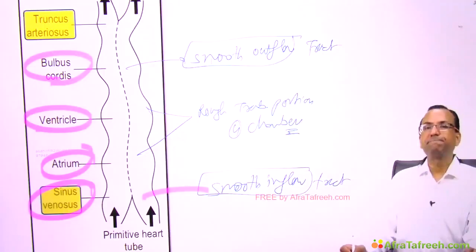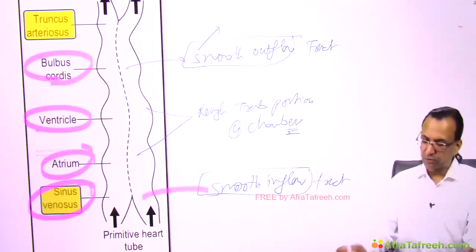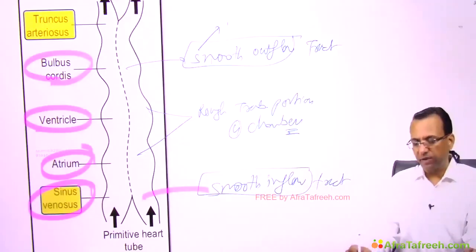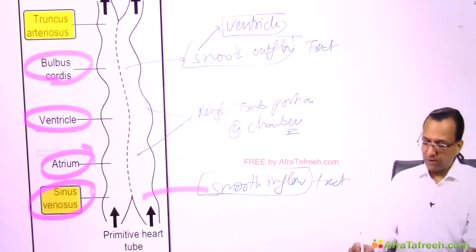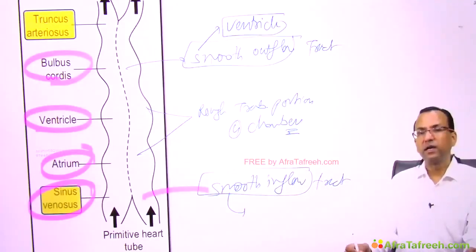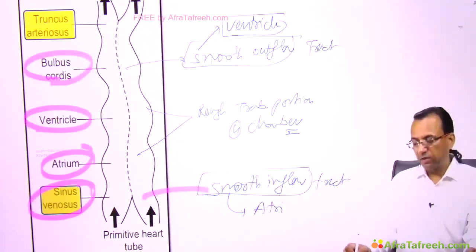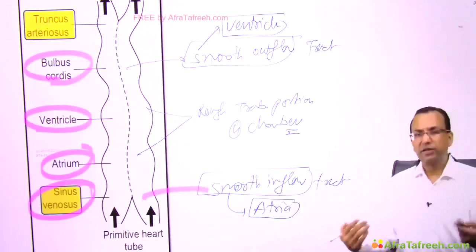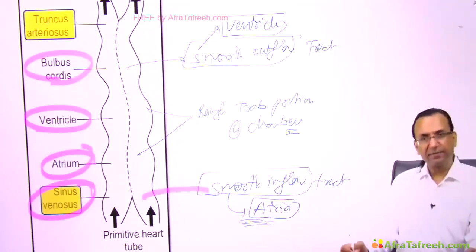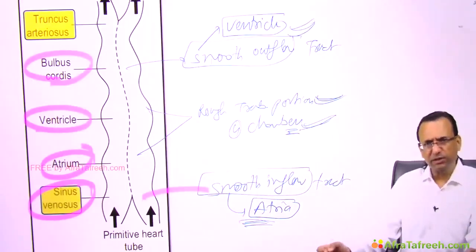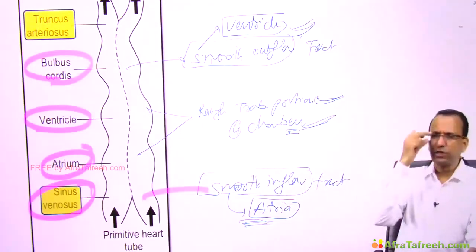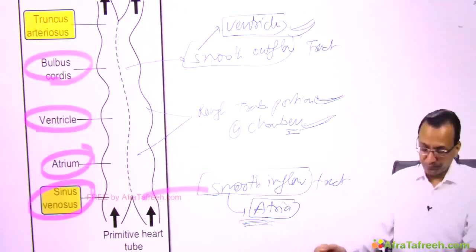So you mean to say that the bulbous cordis will form the smooth outflow tract, meaning the smooth part of the ventricles? Yes, outflow is ventricles. And smooth inflow tract is the smooth part of the atria. Yes, atria are the incoming channel. And there's a rough part of atria. Yes. There's a rough part of ventricle and a smooth part of ventricle. This is what we want to discuss, but we have to discuss this in great detail. This is just the overview.